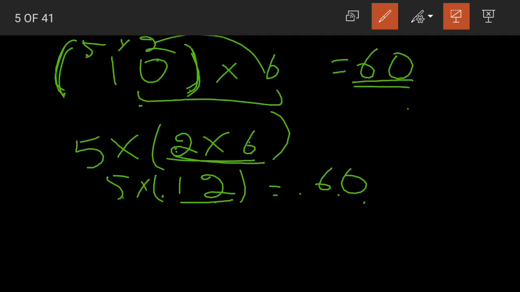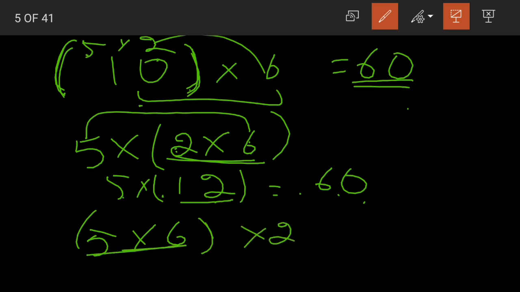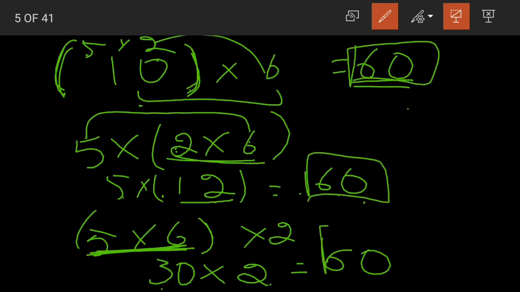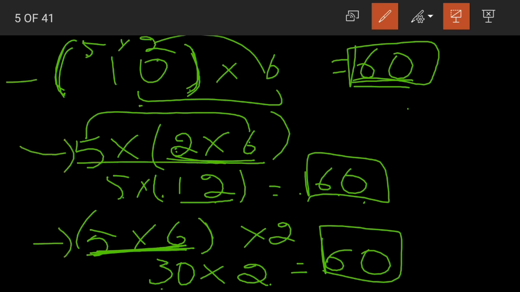Again I am making 5 and 6 a group now. 5 into 6 into 2. See, 5 sixes are 30. First multiplying the numbers inside the bracket. Then 3 twos are 60. So what are we observing here? The product is the same. Even though the grouping of the numbers is changed, the product is remaining the same.